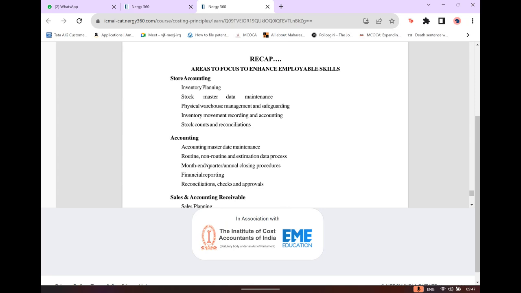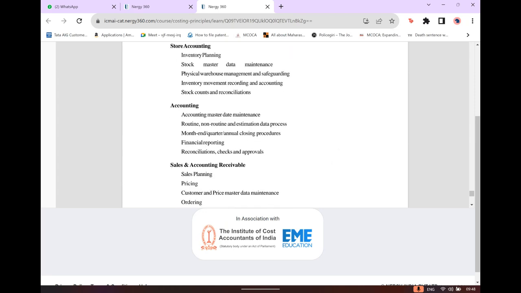As an accounting person, that is your CMA as an accountant, as an accounts manager, you will be into accounts master data maintenance, of all the levels. Very, very important. Routine, non-routine, escalation of data, month end, year end, annual closing will be involved. Financial reporting will be involved. Reconciliations, checks and approvals you will do.